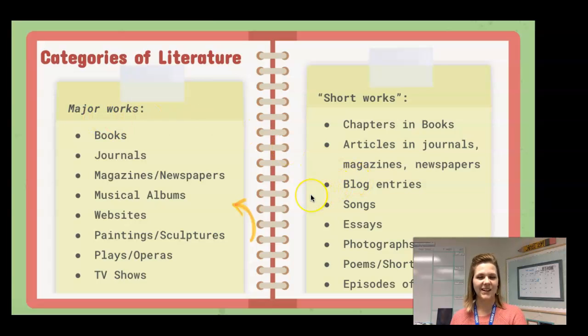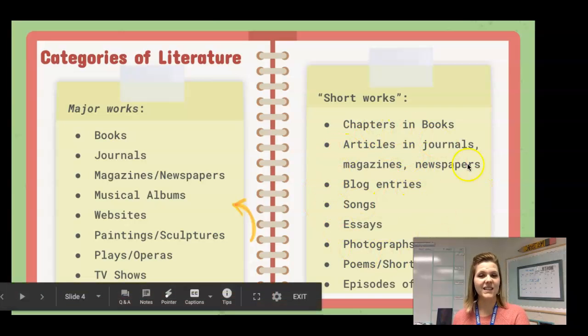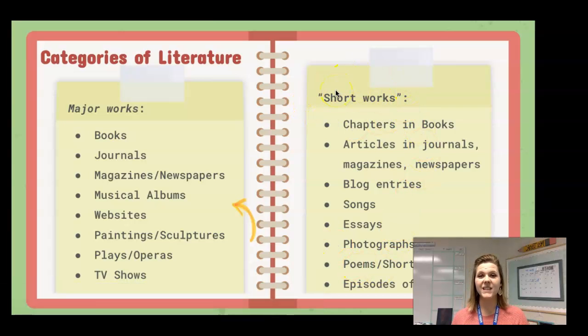On the other side here, we have our list of works that are considered to be short works. Short works include things like chapters in books, articles in journals, magazines or newspapers, blog entries, songs, essays, photographs, poems or short stories, episodes of TV shows. So again, if we have a title of any of these types of literature, they would be considered short works, and so they would need to be in quotation marks.